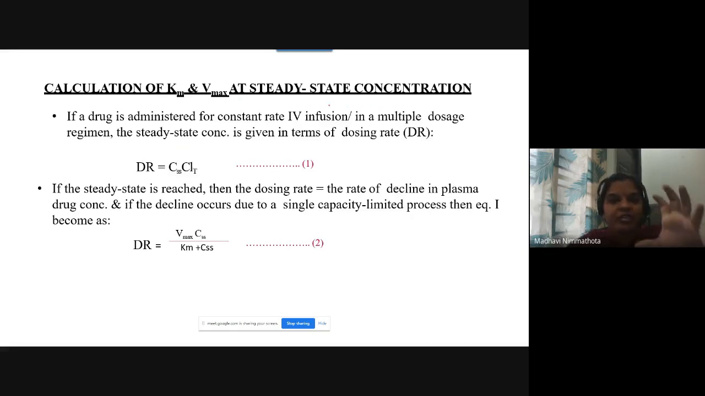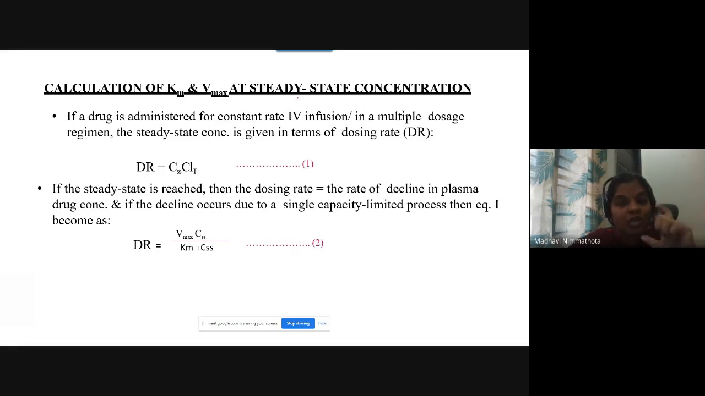Just remember, whenever they ask you to write about the Michaelis-Menten equation, you have to write along with the steady state concentration also. Three situations you have to write, and estimation of Km and Vmax also you have to write. And the third part is calculation of Km and Vmax at steady state concentration, you also have to write. So these three make up the Michaelis-Menten equation. Definitely they will give more marks. So that's why this is also one of the parts under Michaelis-Menten equation: the calculation of Km and Vmax at steady state concentration.